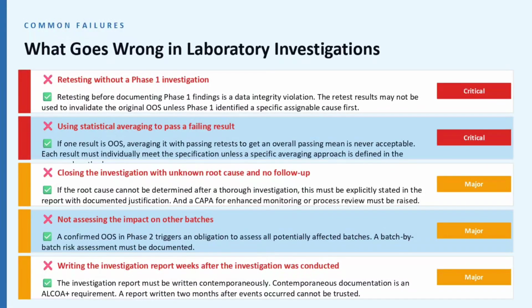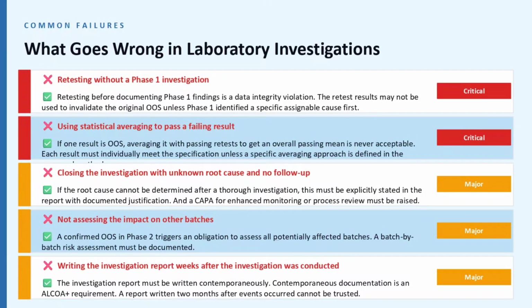The first and most serious is retesting without a Phase 1 investigation. An analyst gets an OOS result. Without reviewing the raw data or checking the system suitability, they repeat the test. The second result passes. They report the passing result and close the event without an investigation. This is a data integrity violation. The OOS result must be investigated before any retest result can be used to make a disposition decision.